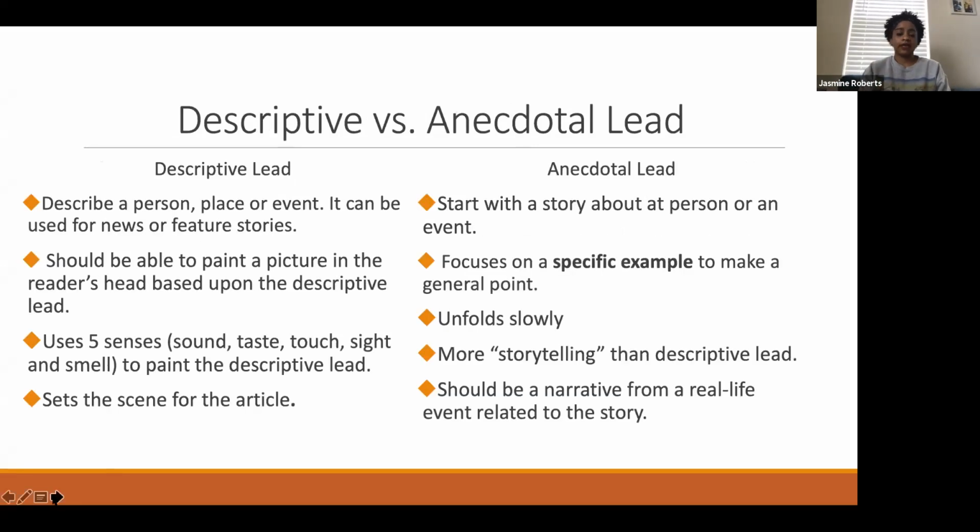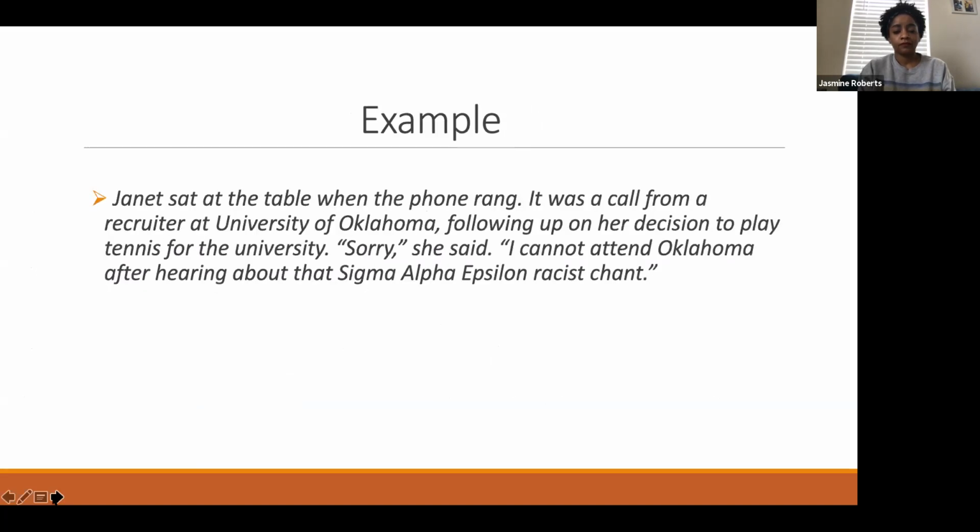So here on this slide, I'm just reiterating some of the differences. I've honestly already talked about this, so I'm going to go ahead and skip this slide. Once more, I think this is also in the textbook. Go ahead and read this example feature lead and tell me in the chat which feature lead you think this one is. Is it an example of an anecdotal lead or a descriptive lead?